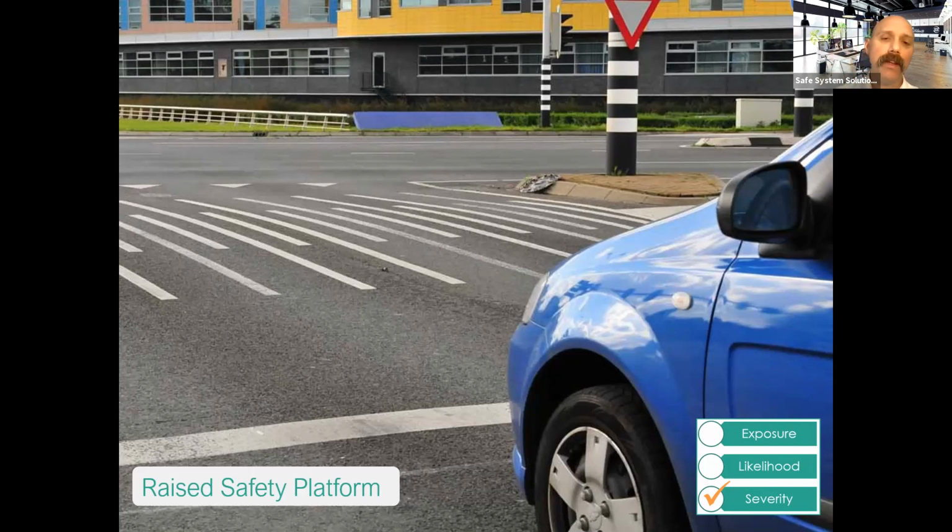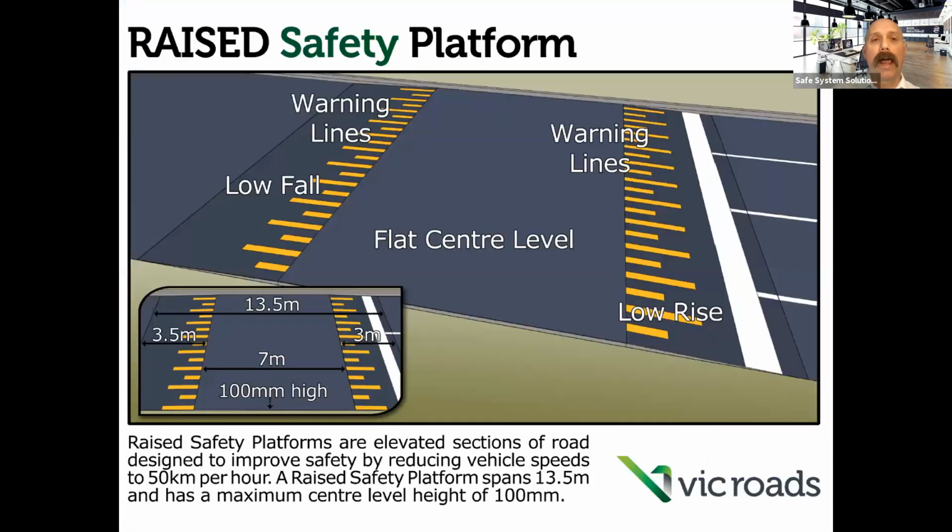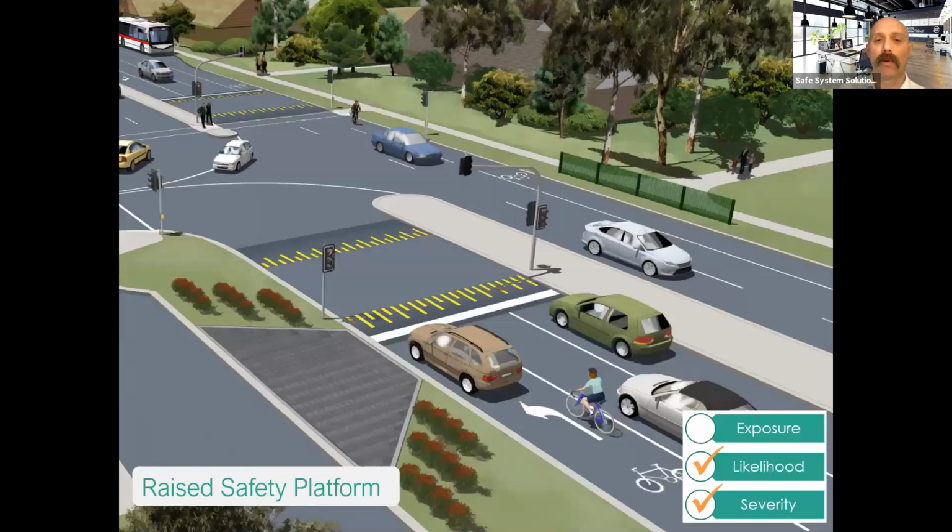The next thing we were going to talk about are these raised safety platforms, which I'm glad so many people brought up as a potential viable option there. It's simply some sort of vertical deflection on the approach, or raising the whole intersection. And that is actually what they proposed at this site.